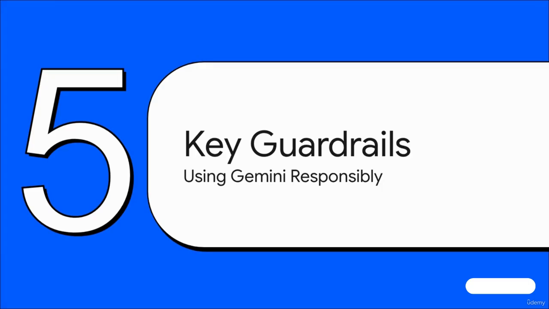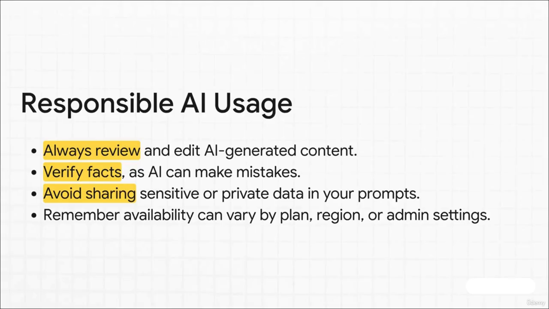Okay, let's pause for a really critical topic. A few key guardrails for using Gemini responsibly and effectively. The best way to think about Gemini is as your co-pilot, not the pilot. You're still flying the plane. So always review and edit its work to make sure it sounds like you and meets your standards. Always verify critical facts, because generative AI can sometimes make mistakes or hallucinate information. And most importantly, never ever input sensitive personal or company data into your prompts.